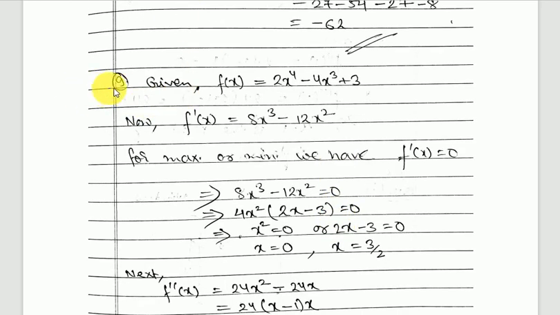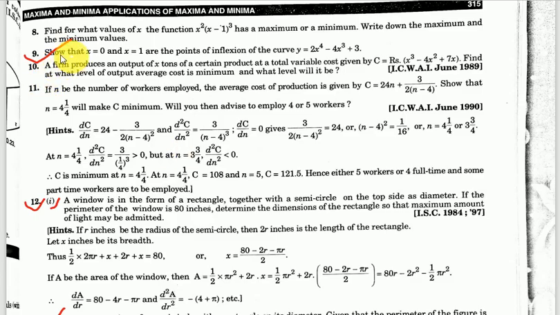Our next question is question number 9. Let us see what this question says. Question number 9: show that x equal to 0 and x equal to 1 are the points of inflection of the curve y equal to 2x to the power 4 minus 4 into x to the power 3 plus 3. So this curve is given to us, and they are saying that these 2 points, x equal to 0 and x equal to 1, are points of inflection.